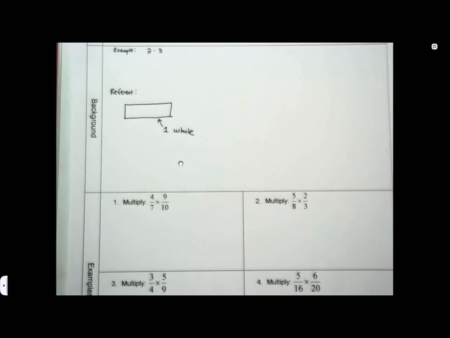Welcome. In this video, we'll be discussing how to do fraction multiplication. You can find this on page 20 in your ALEKS notes. Unlike addition, with fraction multiplication, you actually don't need common denominators. So to discover why, let's take a look at an example.